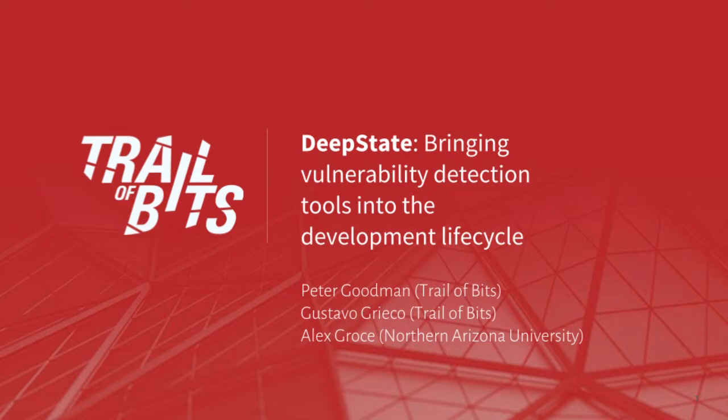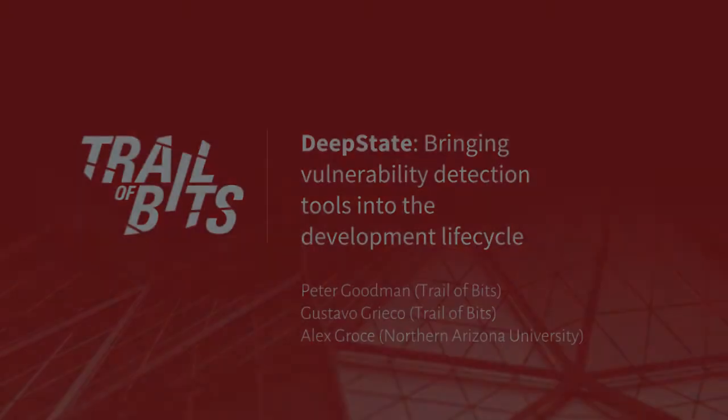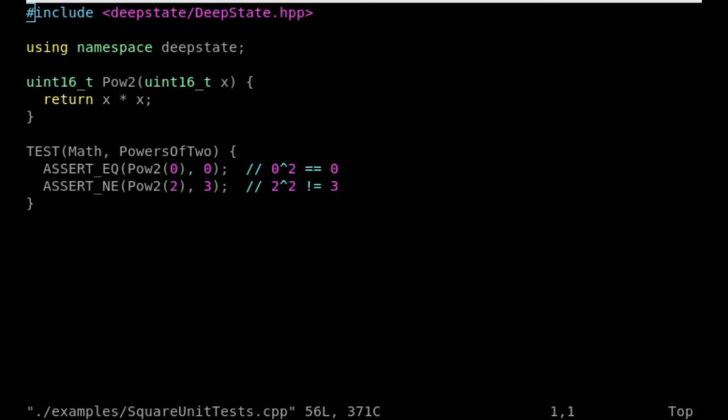DeepState is a unit test framework that provides C and C++ developers with a common interface to several symbolic execution and fuzzing engines. We are going to show how DeepState can help developers significantly improve the testing of their software. We are going to see a demo of how DeepState works using a simple function in a unit test.